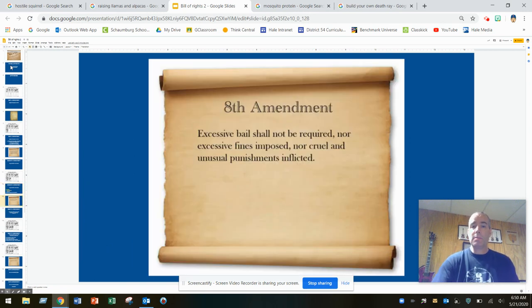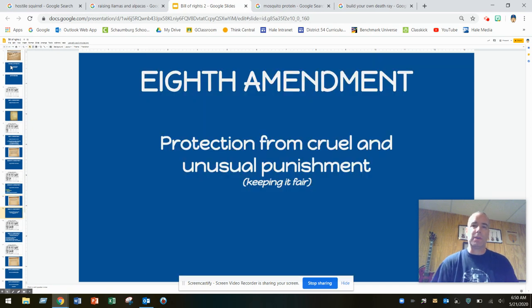All right, the Eighth Amendment. This is a big one. This one's super important because this one really protects people from bad things happening to them. So it says that excessive bail should not be required, nor excessive fines imposed, nor cruel and unusual punishment inflicted. That's really what people think about is the cruel and unusual punishment aspect of this.